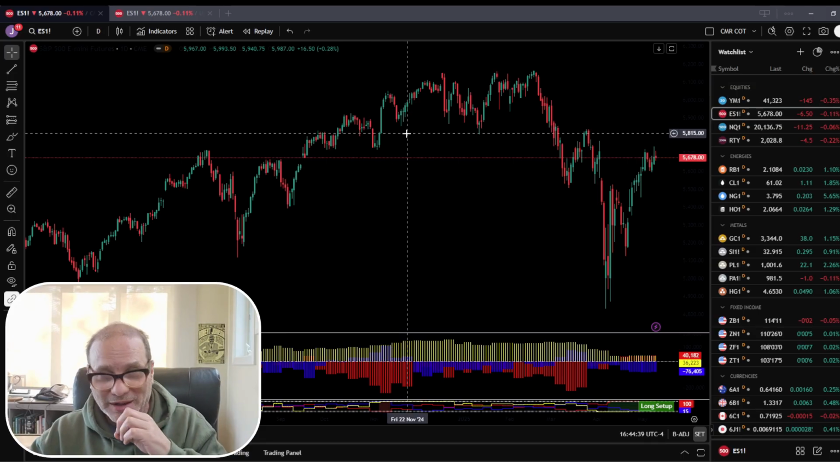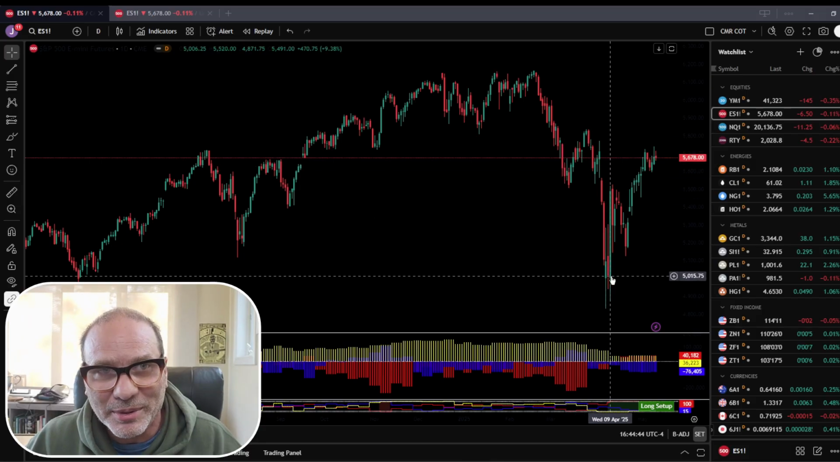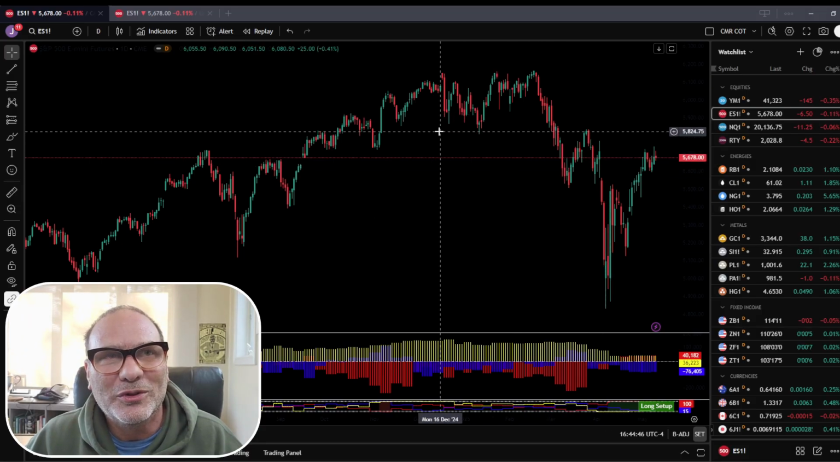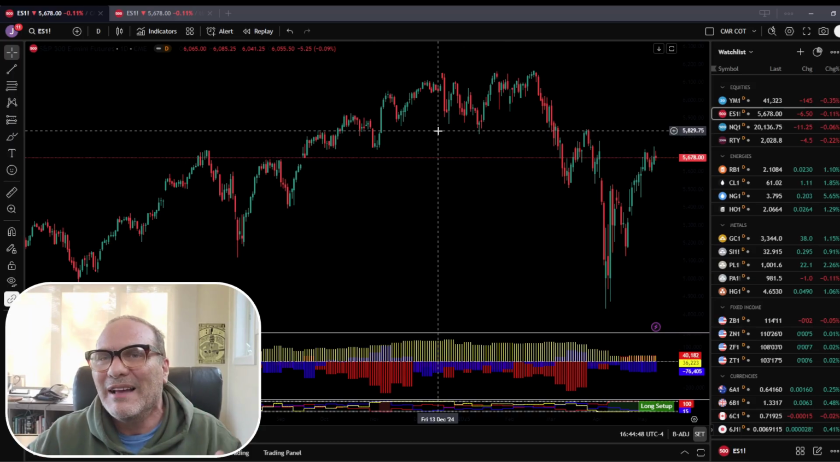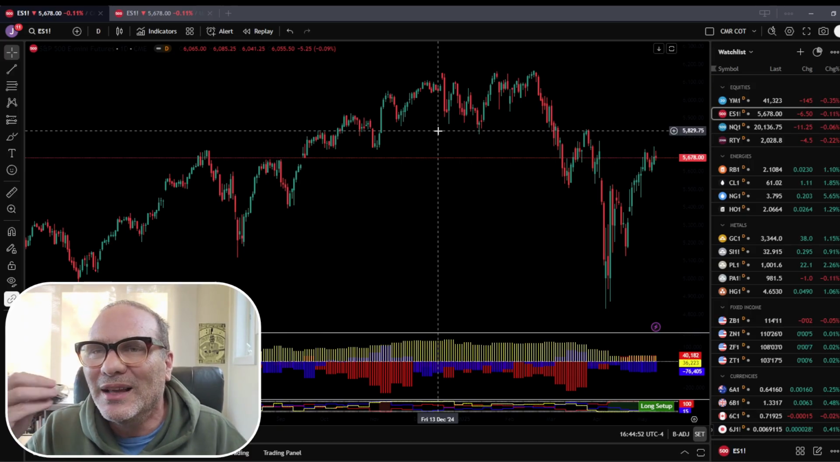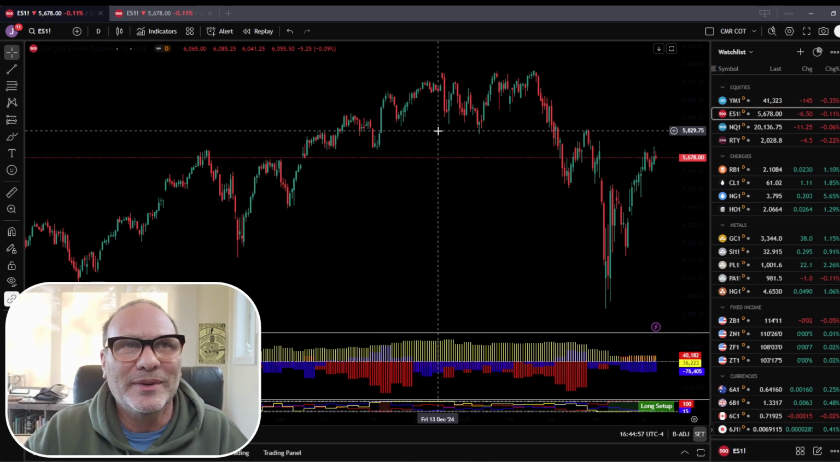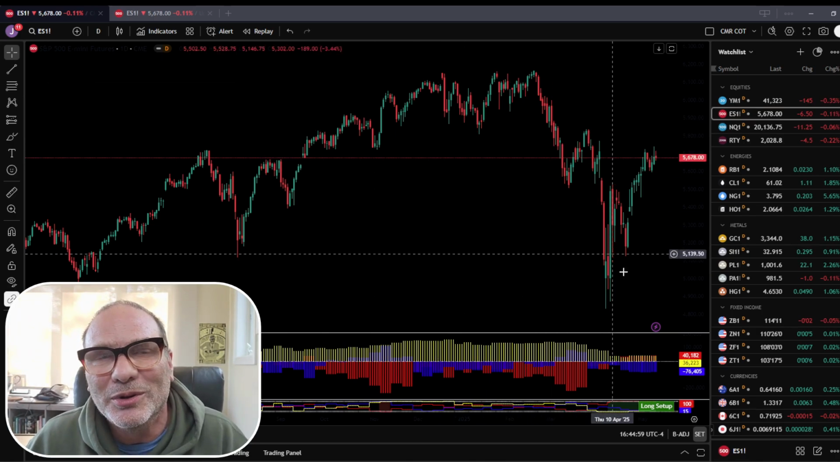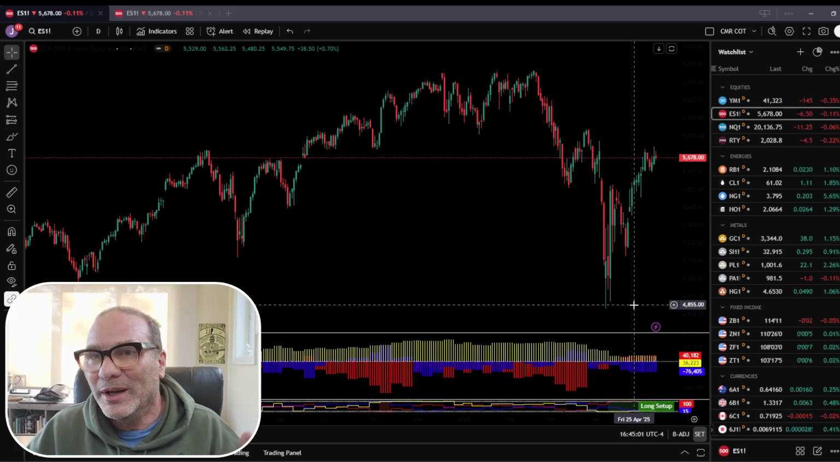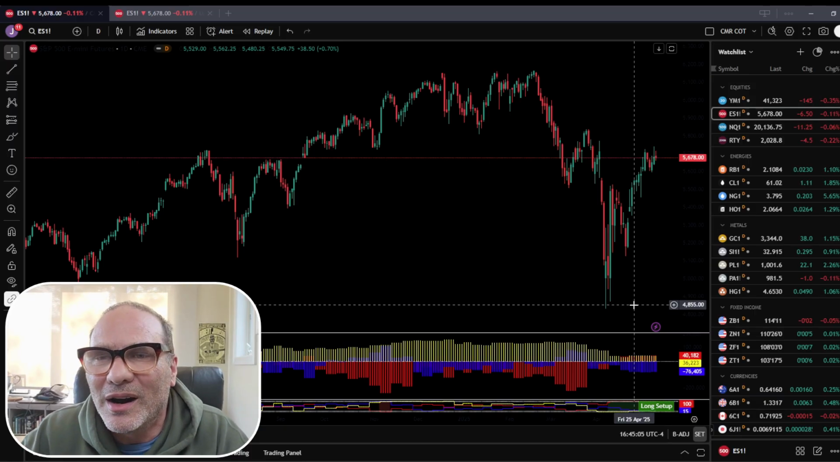And by the way, it broke down below that level before the whole tariff fiasco, right? The tariff fiasco really started happening here. So that breakdown to that level, which, like I say, is not a classic support or resistance level, was a level in the market that was important because of the news event that happened. Once it broke down below that, the market really kind of shit the bed. So that to me was a level worth looking at, right?